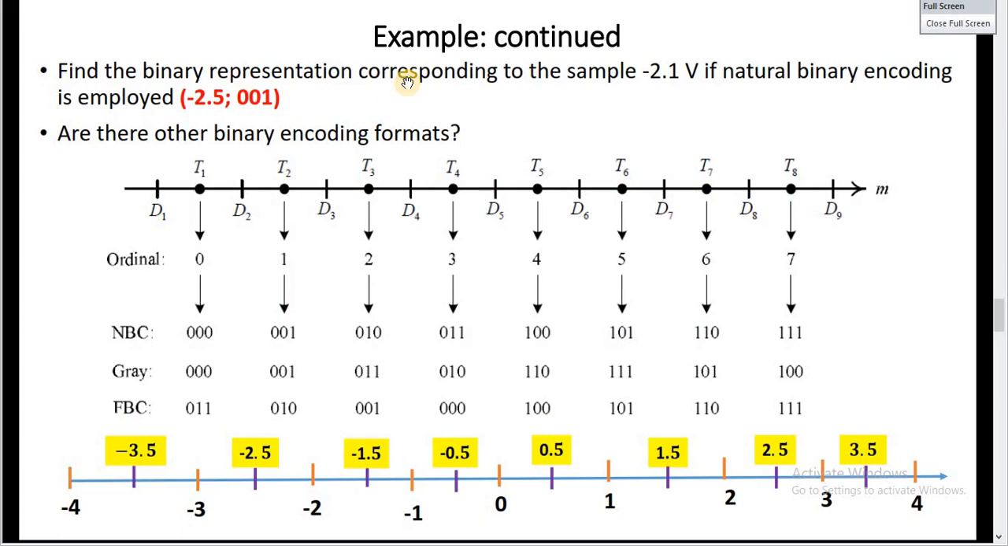This is a continuation of the previous example. Find the binary representation corresponding to the sample -2.1 volt if natural binary encoding is employed. -2.1 falls in this segment. The output of the quantizer for any value that falls in this segment is -2.5. So this is the output of the quantizer, -2.5. Now we come to the binary representation.